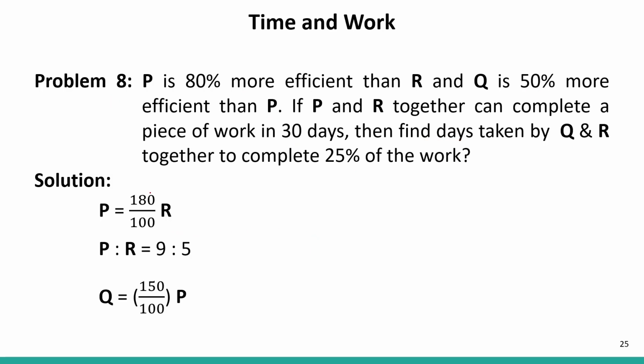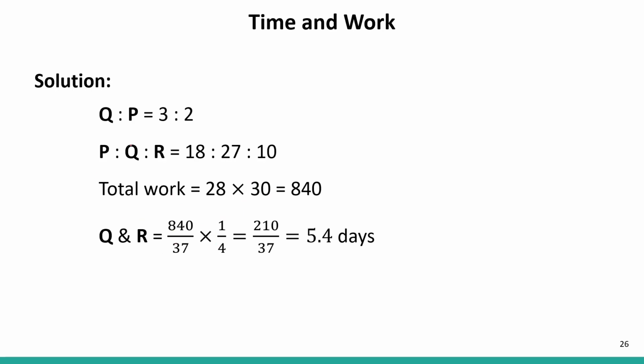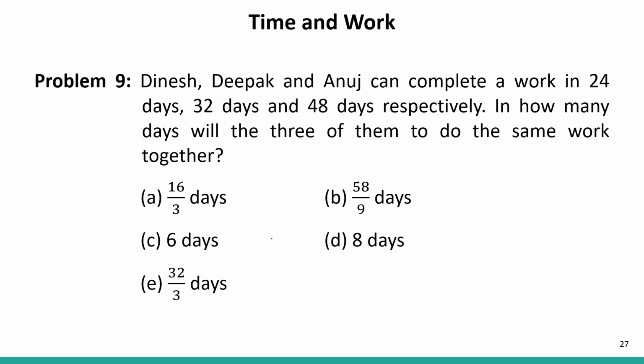So P is equal to 180 by 100 into R. So P is to R is equal to 9 is to 5. Q is equal to 150 by 100 into P, so Q is to P is equal to 3 is to 2. P is to Q is to R is equal to 18 is to 27 is to 10. Total work will be 28 into 30, which is equal to 840. So 840 by 37 into 1 by 4 is equal to 210 by 37. That will be equal to 5.4 days.